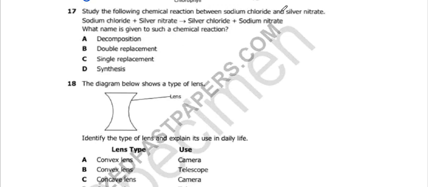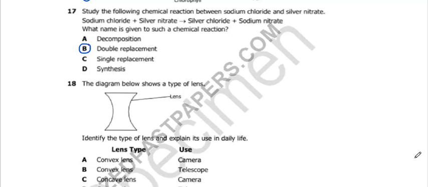17. Study the following chemical reaction between sodium chloride and silver nitrate. We've got sodium chloride plus silver nitrate gives us silver chloride plus sodium nitrate. One name is given to such a chemical reaction. So if you've noticed, sodium has taken the nitrate from silver, while silver has taken the chloride from sodium. So these two have swapped their surnames. So what name is given to such a chemical reaction? So this is a double replacement reaction. So this is replacing that, and that is replacing that.